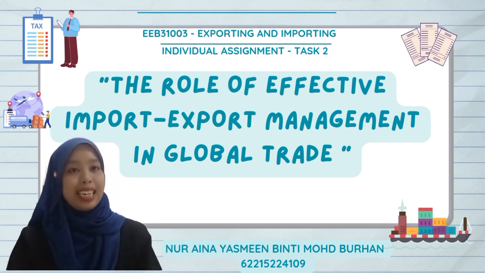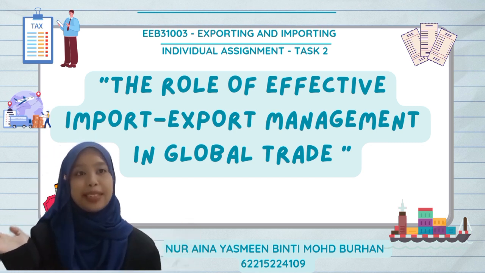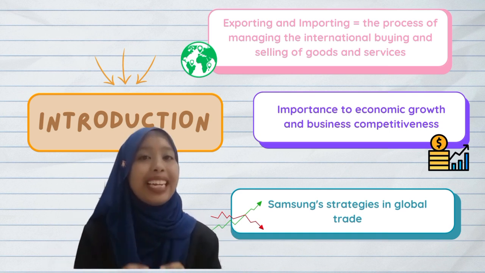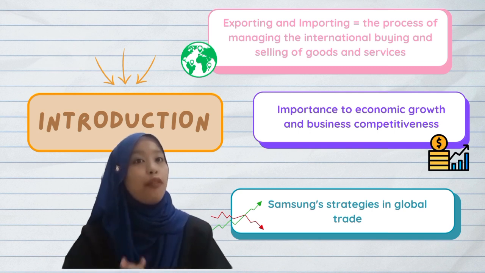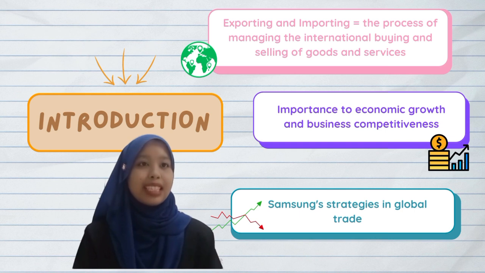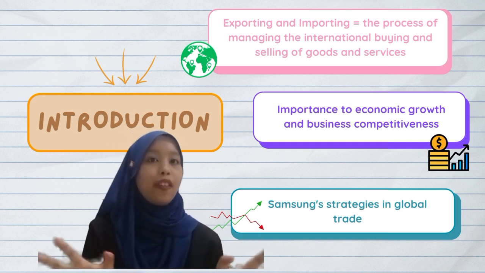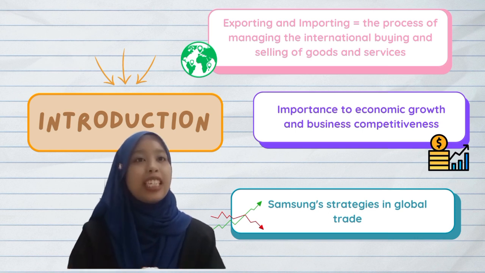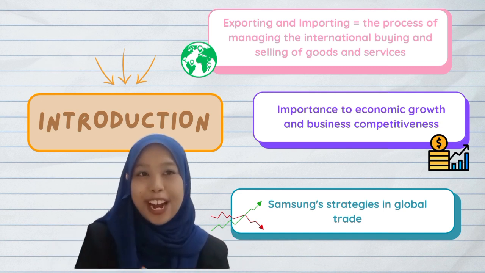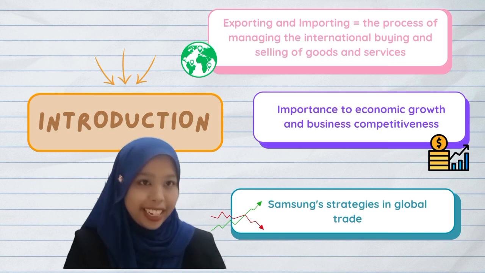Today, I will be presenting my individual assignment titled The Role of Effective Import and Export Management in Global Trade. To begin, exporting and importing is the process of managing the international buying and selling of goods and services. This involves logistics, compliance, and financial planning. These trade activities are important because not every country has access to all resources, and businesses rely on international trade to grow and reduce costs. In this presentation, I will explore how Samsung uses effective import-export management to maintain its competitive position globally.